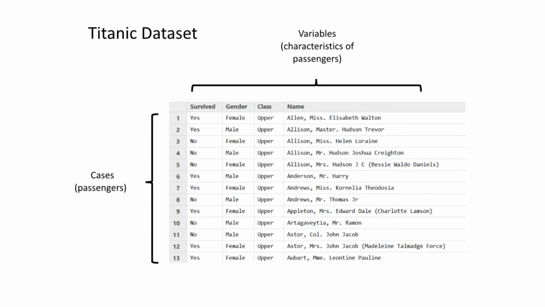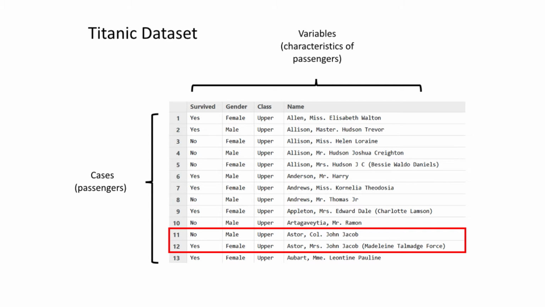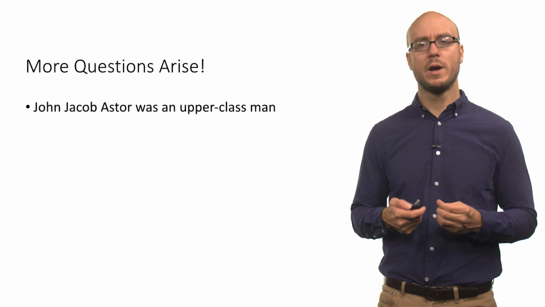This is the data set where the rows are passengers, those are the cases, and the variables are characteristics of the passengers. So we have whether or not the passenger survived, their gender, what passenger class they were on, and then we also have their name. Let's look at rows 11 and 12, and you can see that we have John Jacob Astor and his wife for those two rows. In the survived column, John Jacob Astor didn't survive, but his wife did. So this raises some questions.